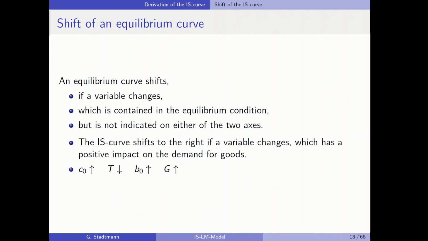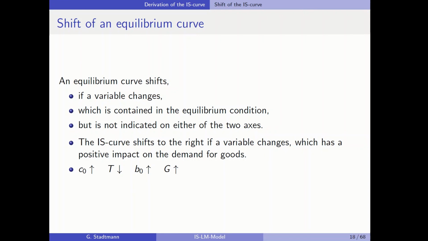The last slide is also very important because it indicates when this IS curve shifts and in which direction the IS curve shifts. First of all, we have here the general definition: an equilibrium curve shifts if one variable changes which is contained in the equilibrium condition, but is not indicated on one of the two axes.